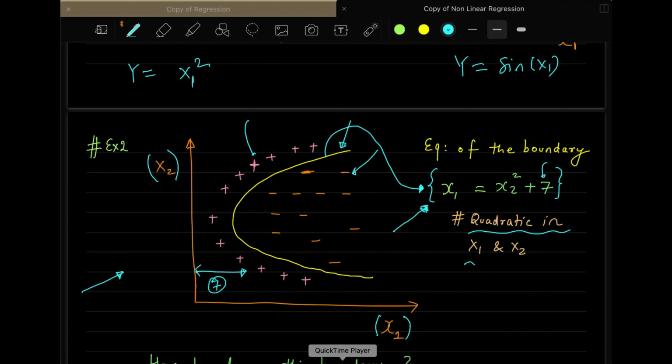This thing is quadratic in x1 and x2. So the behavior is quadratic because you have some curvature like this. So any questions here till now? If you have, please let me know.